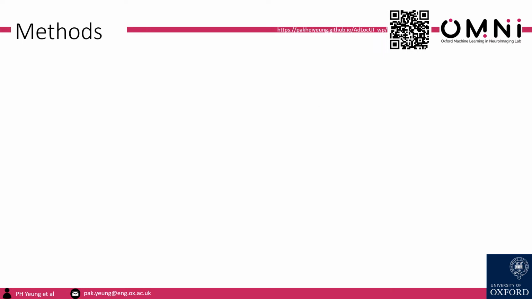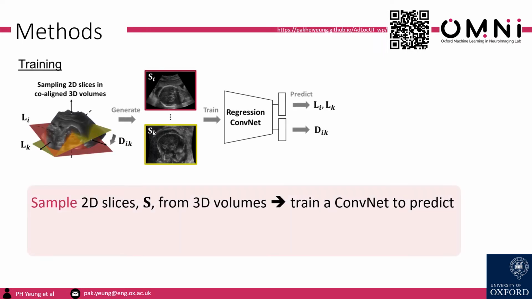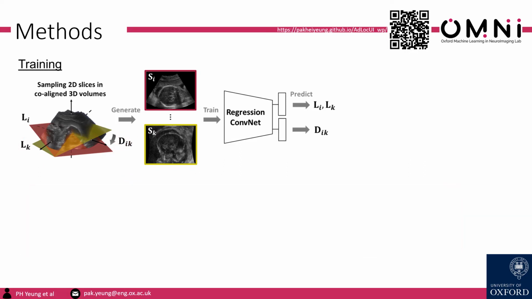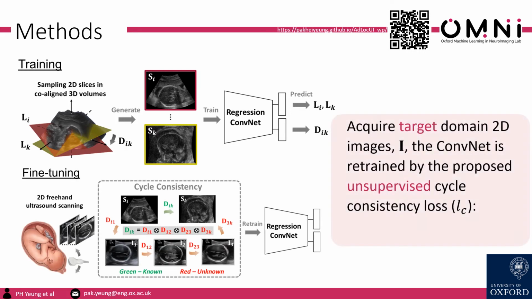AdLocUI has 3 stages. For the training, 2D slices are sampled from 3D ultrasound volumes. A regression ConvNet is trained to predict the 3D plane locations L and the pairwise displacements D. The trained ConvNet can then be fine-tuned with some target domain 2D ultrasound images in an unsupervised manner.